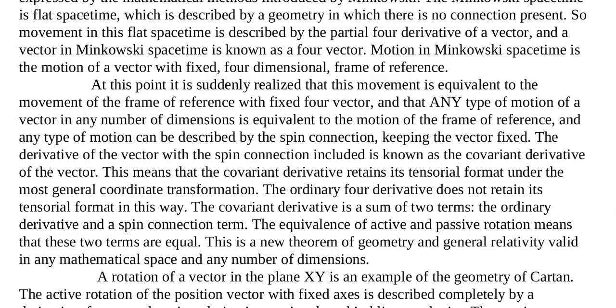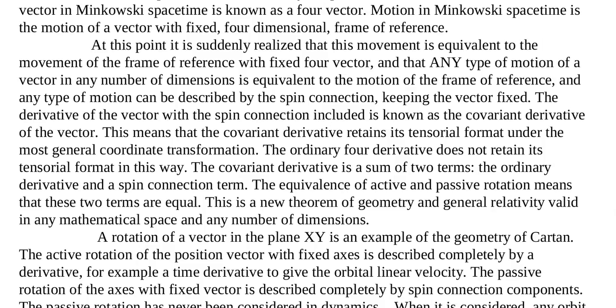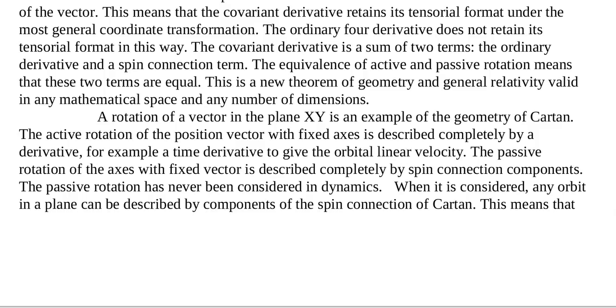The covariant derivative is a sum of 2 terms, the ordinary derivative and a spin connection term. The equivalence of active and passive rotations means that these 2 terms are equal. This is a new theorem of geometry and general relativity, valid in any mathematical space and any number of dimensions. A rotation of a vector in the plane xy is an example of the geometry of Cartan. The active rotation of the position vector with fixed axes is described completely by a derivative. For example, a time derivative to give the orbital linear velocity.